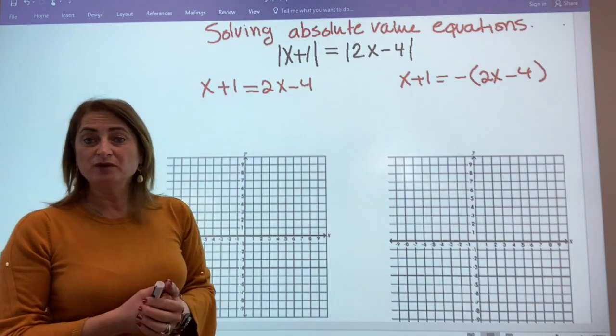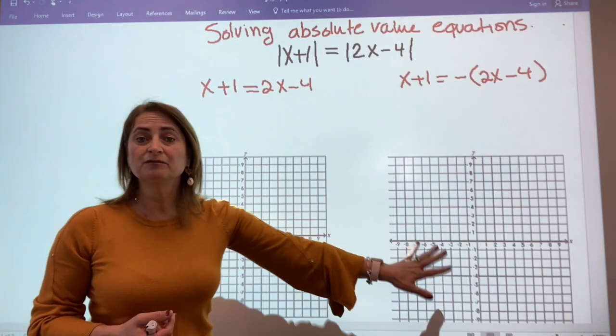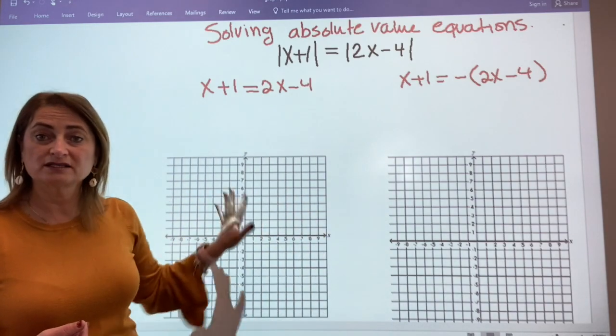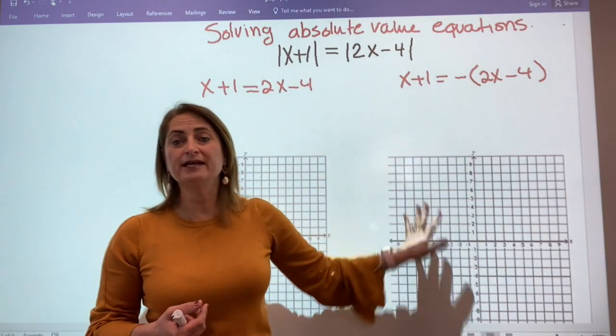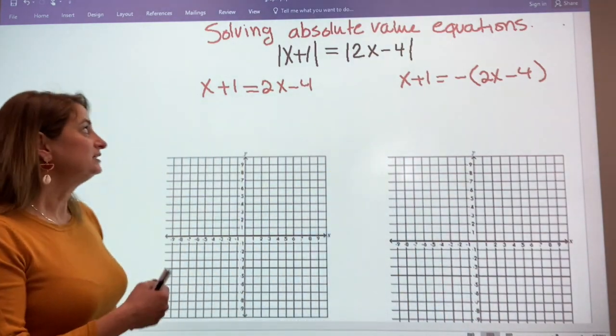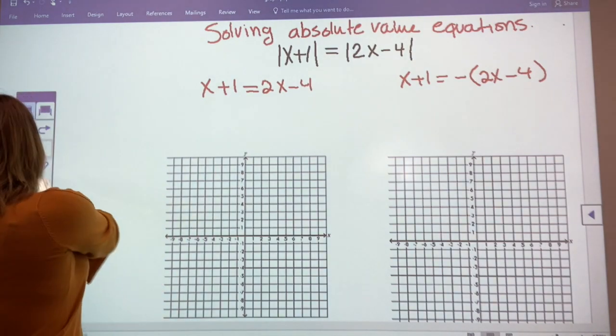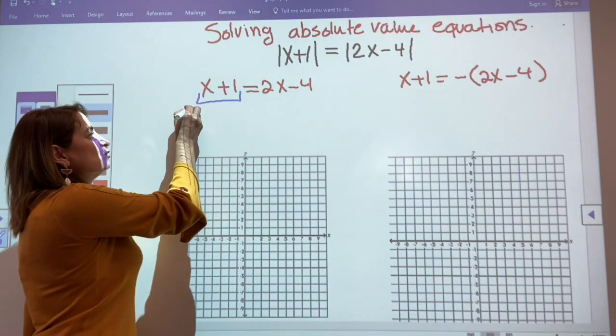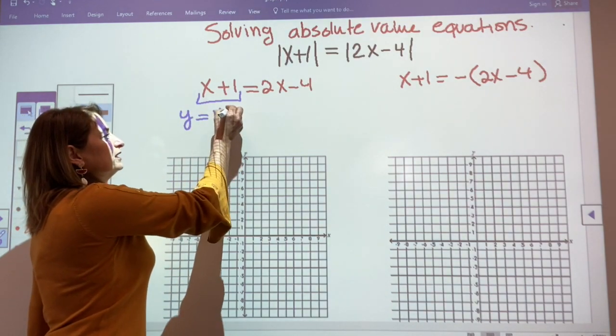Let's graph the first one. That's why we have two separate graphs, because we have two separate systems. One, the positive value, and the other one is the negative value. So let's see what that means. First of all, separate the equations. The first equation, write it as y equals x plus 1.